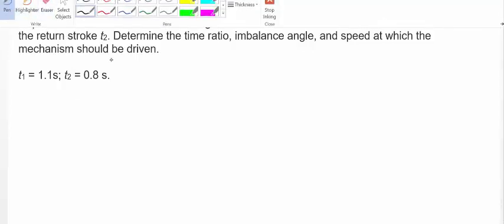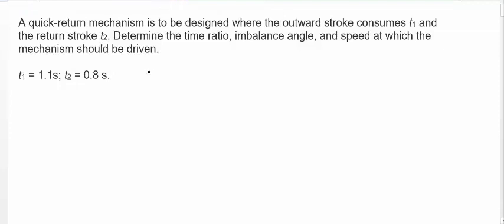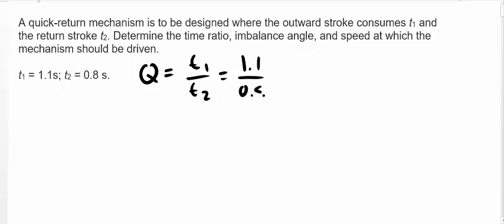And we'll go ahead and get the Q. Our Q value is going to equal T1 divided by T2. T1 is our outward stroke, our advancing, and the return stroke is T2. If you want to label it as return and advancing, that's probably easiest. Advancing will always be on the top, and the longer amount of time is going to be on the top. So that's another way to think about it as well. So 1.1 divided by 0.8 is going to be 1.375.